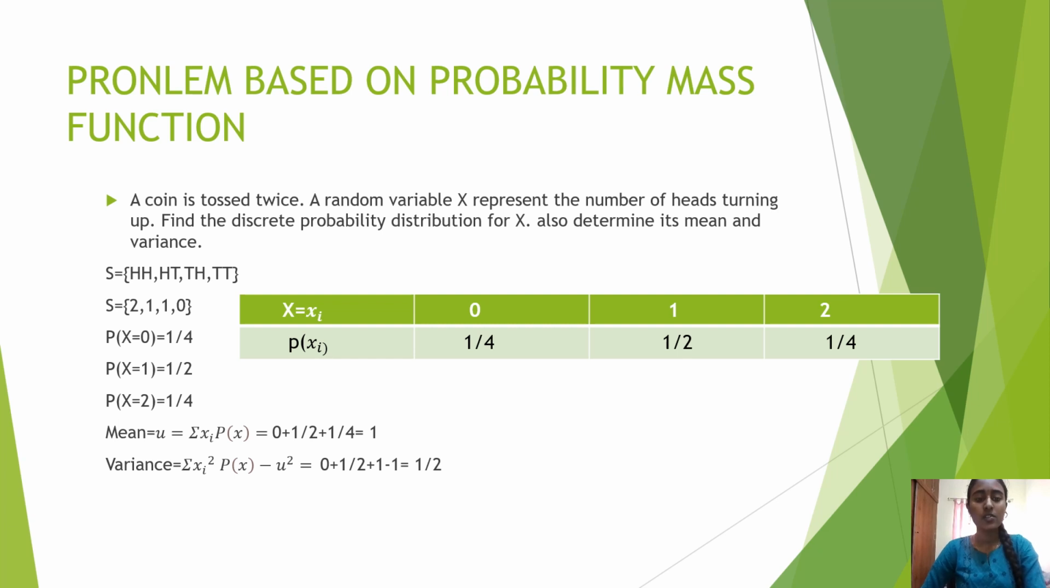P of x equals 0 is 1 by 4, p of x equals 1 is 1 by 2, and p of x equals 2 is 1 by 4. Here the mean value is mu equals summation of xi into p of xi, which goes like 0 plus 1 by 2 plus 1 by 4 plus 1 by 4, which equals 1. And the variance formula is summation of xi square into p of xi minus mu square, where the answer will be 1 by 2.